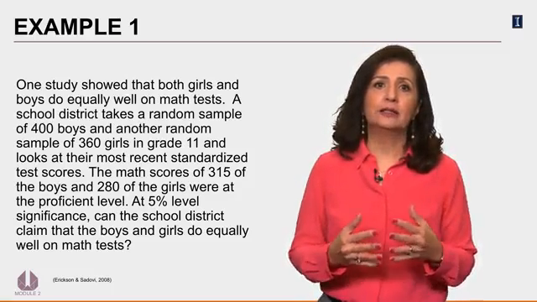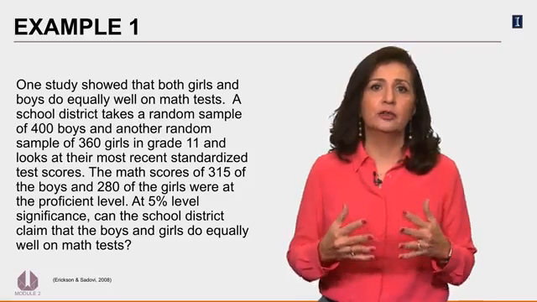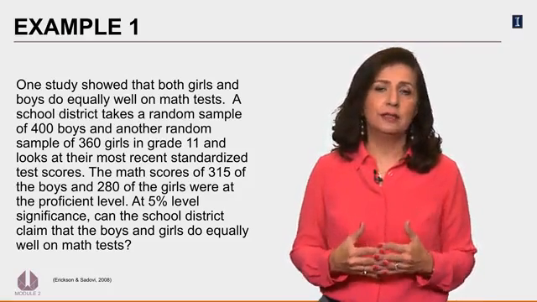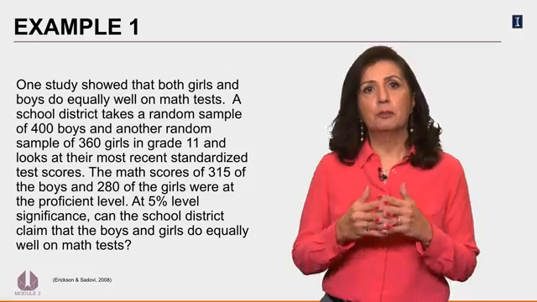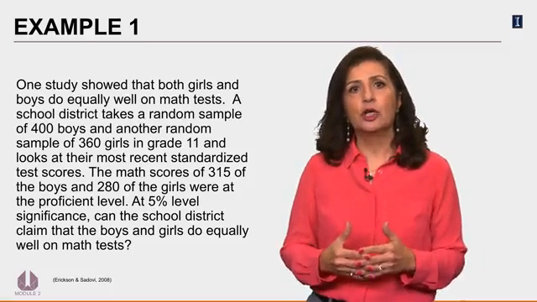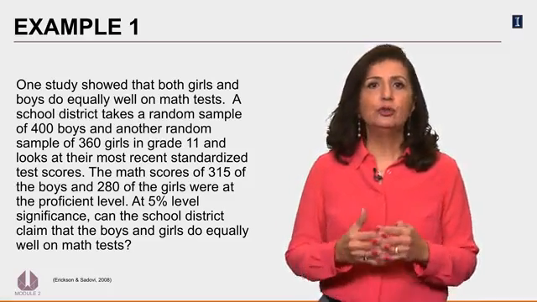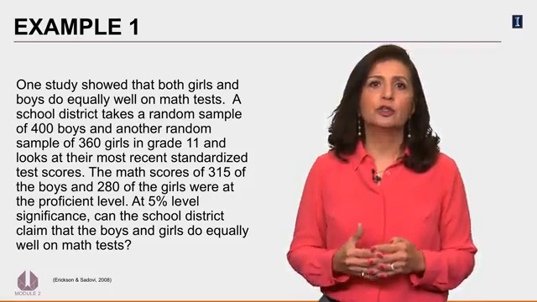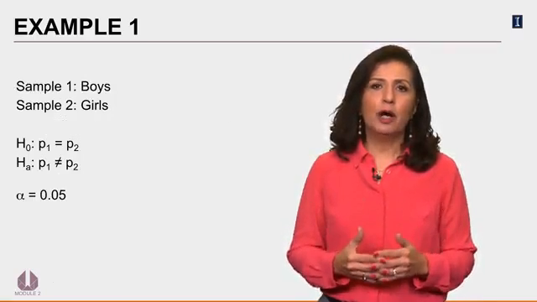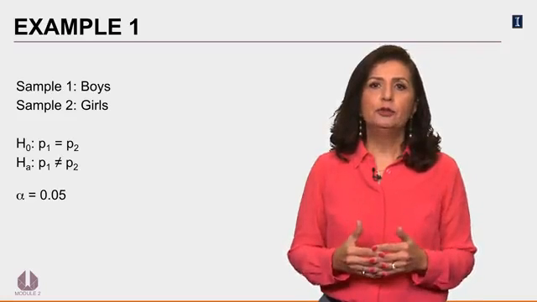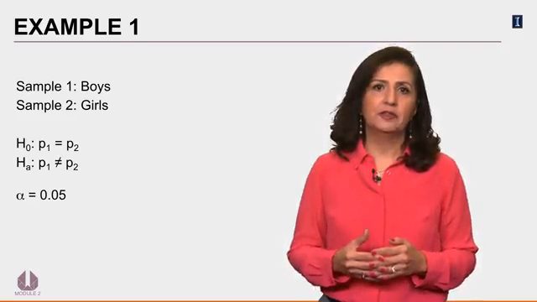A school district takes a random sample of 400 boys and another random sample of 360 girls in grade 11 and looks at their most recent standardized test scores. The math score of 315 of the boys and 280 of the girls were at the proficient level. At 5% level of significance, can the school district claim that the boys and the girls do equally well on math tests? Let's call sample 1 for the boys and sample 2 for the girls. This will be the hypothesis we will be testing at 5% level of significance.